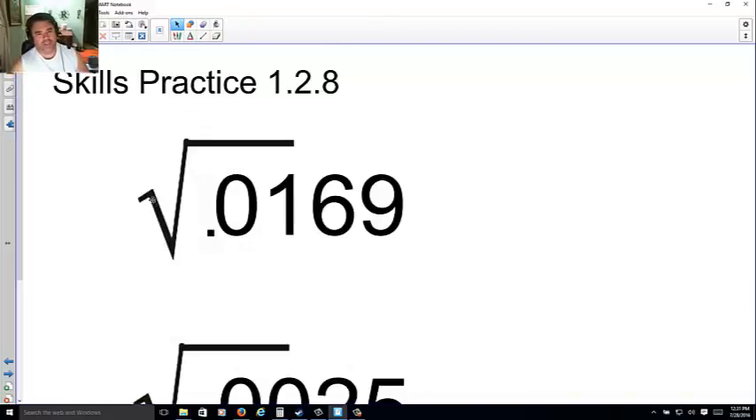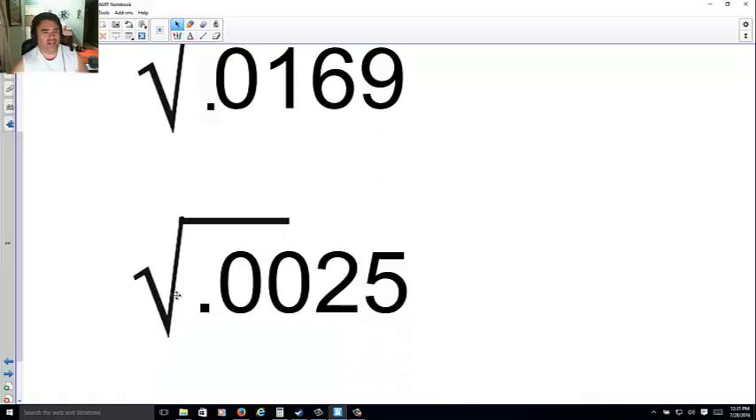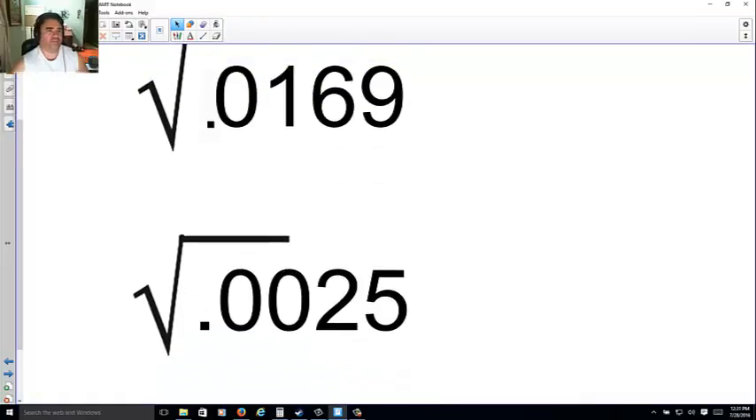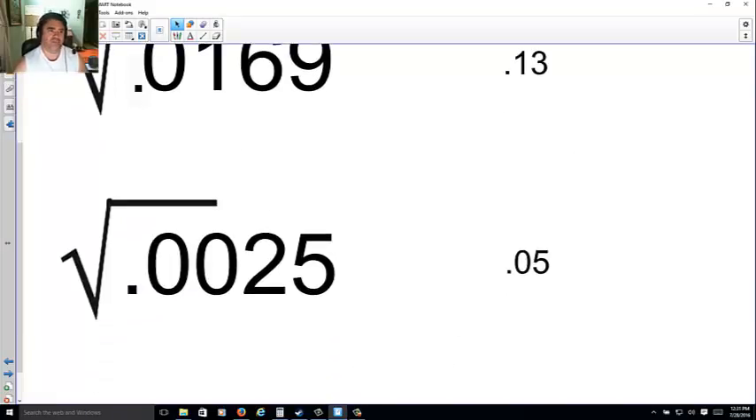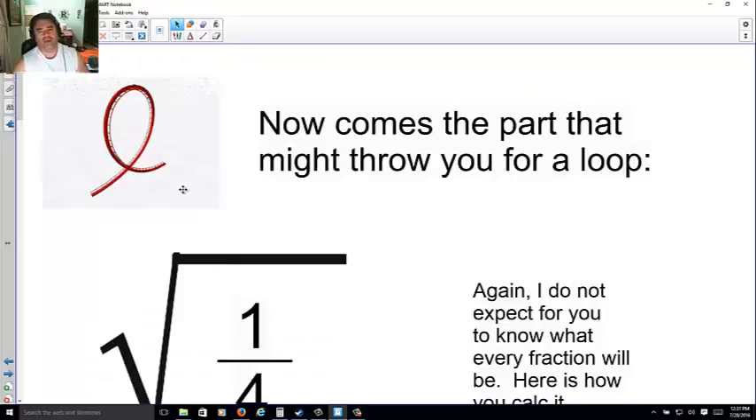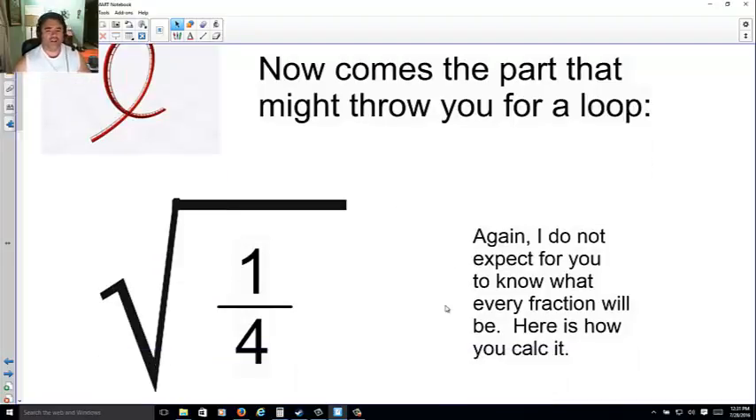Skills practice, try these. 0.0169, 0.0025. Alright, 0.0169 is 0.13 and 0.0025 is 0.05. Now, here comes the part that might throw you for a loop. Again, I don't expect you to know every fraction that will be. That's why you have a calculator if you need it.